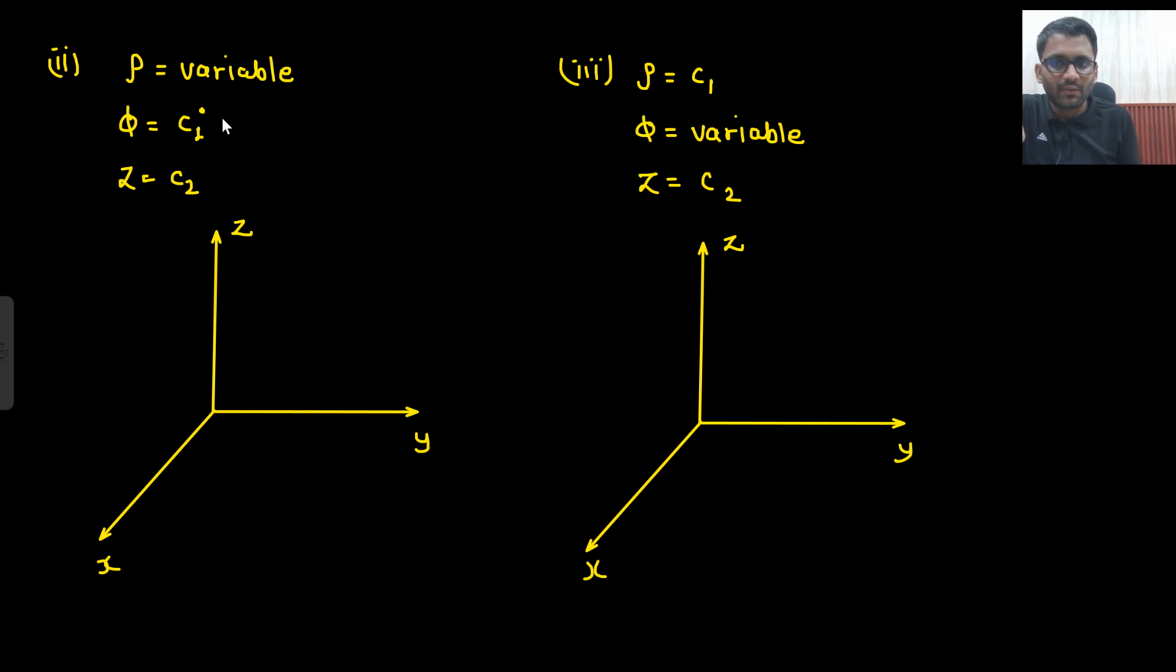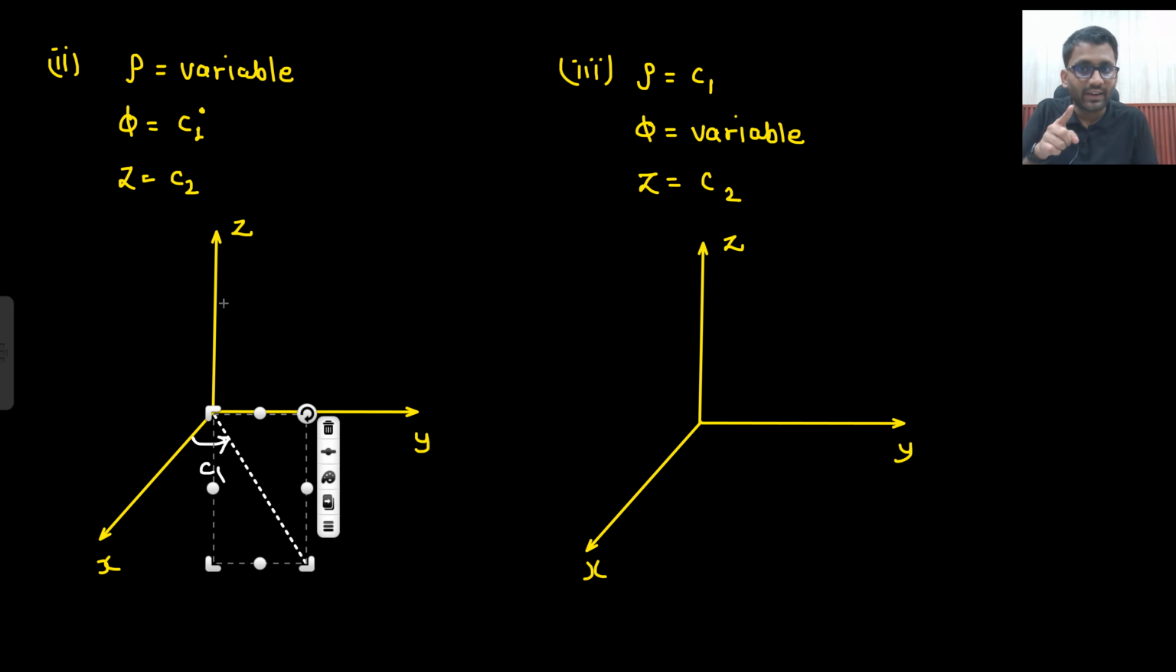Rho is variable, phi is equal to C1 degree and z equals C2. Try making all these on your own. Think about it. This C1 degree is fixed. That means this angle is fixed. That angle should be C1 degree. Now your rho could be anything. It could be 0, 1, 2, 3, 4, 5, 6. It could be anything. But height is also fixed. Height has to be C2. This height is also fixed. But rho could be anything.